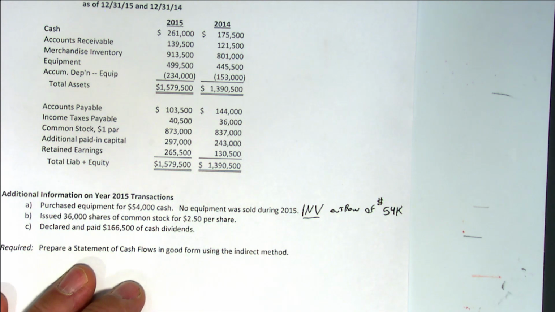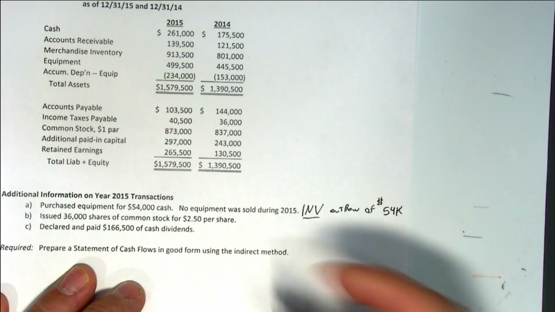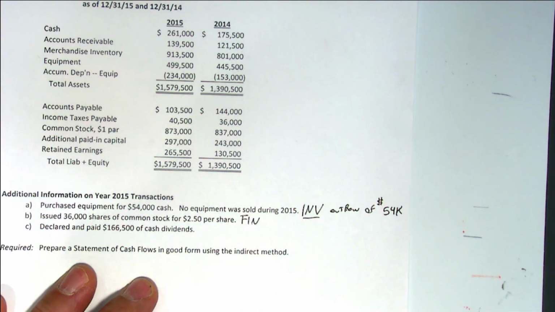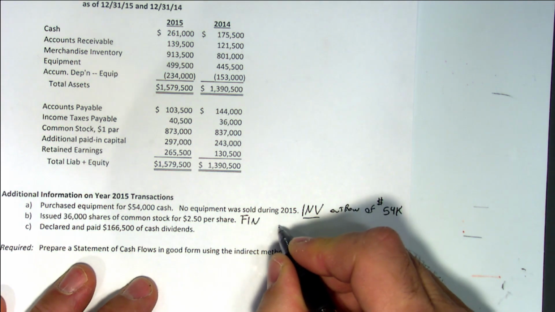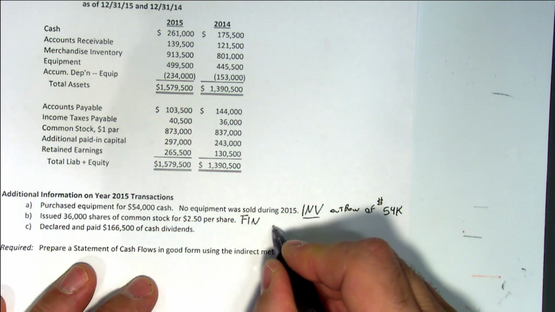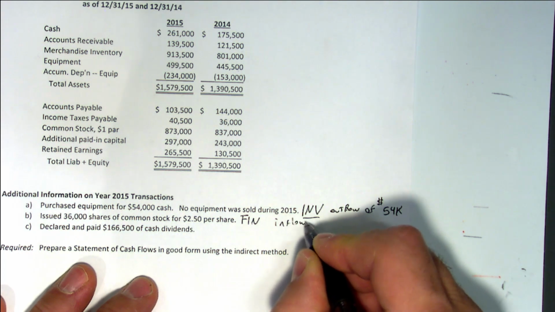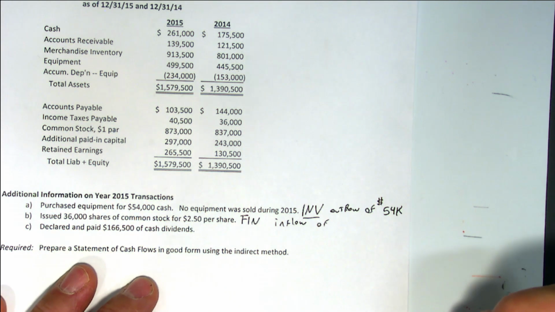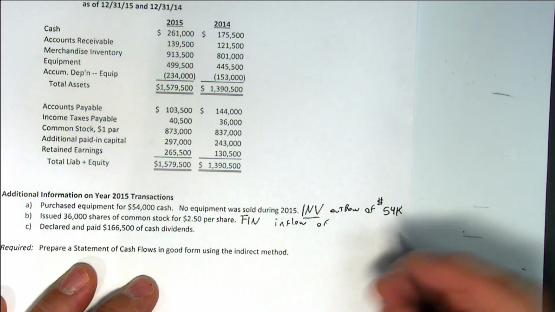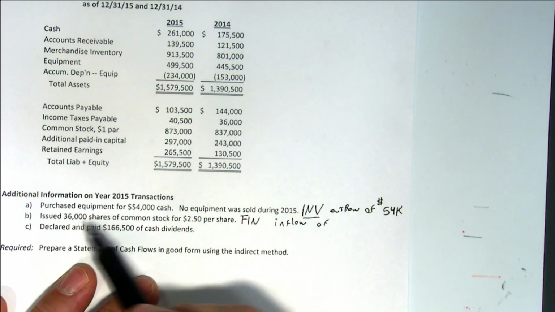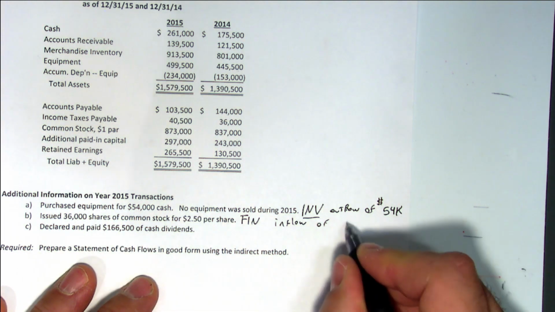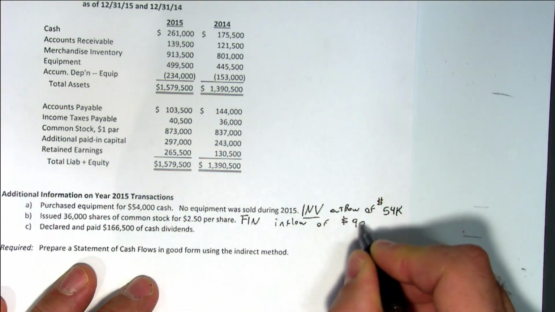Issued 36,000 shares of common stock for $250 per share. What type of activity is that? Financing. It's a financing activity. Is it an inflow or an outflow? No. Inflow or outflow of cash? Inflow. Inflow. And how much cash inflowed? 90,000. 90,000. How'd you get that, Luke? I agree. The number of shares times the amount per share. Yeah, 250 times 36,000. So it's an inflow of $90,000. Okay?